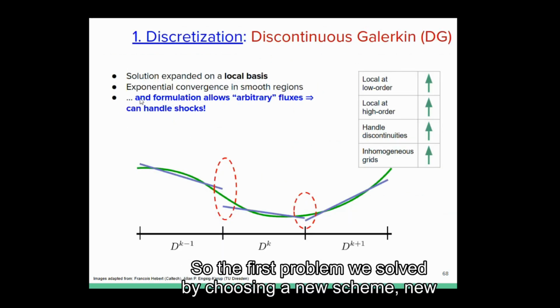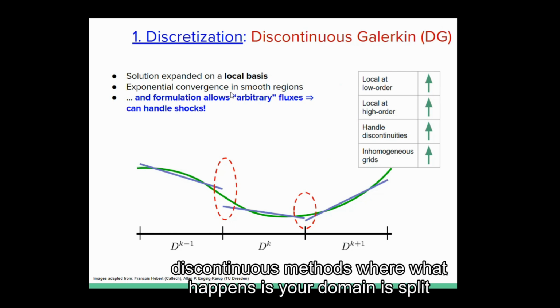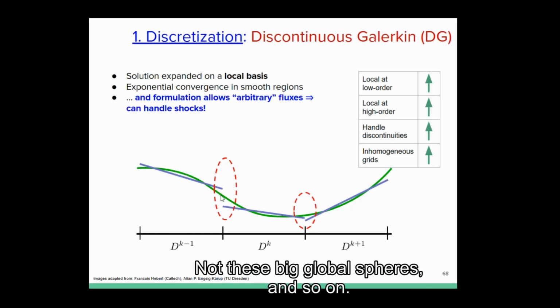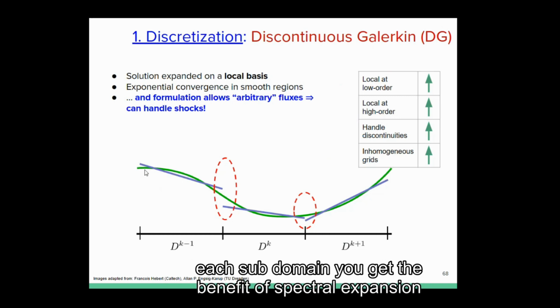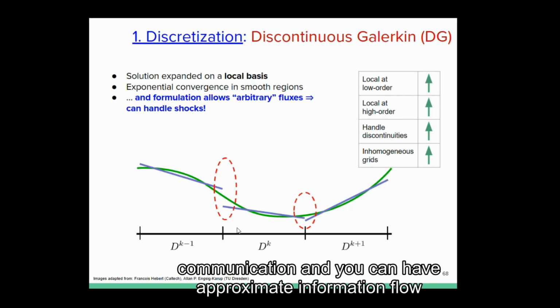So the first problem we solved by choosing a new scheme, new meaning it came up in the 1990s, if I remember right, called discontinuous Galerkin methods, where your domain is split into subdomains as before, but now the subdomains are much smaller, not these big global spheres and so on. They're more like cube-like divisions of your domain. In each subdomain, you get the benefit of spectral expansion inside the subdomain. And all you need is nearest neighbor communication.